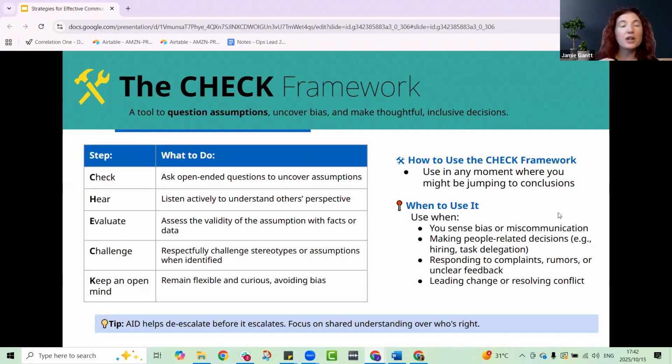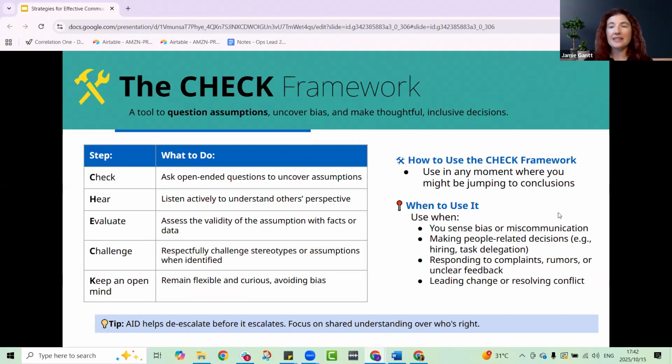And now I can come to this CHECK framework. I can ask open-ended questions and I can listen to the other person actively, not to respond, but to understand. Like, tell me your experience in this. What is actually going on? And then challenge any assumptions when you notice them.